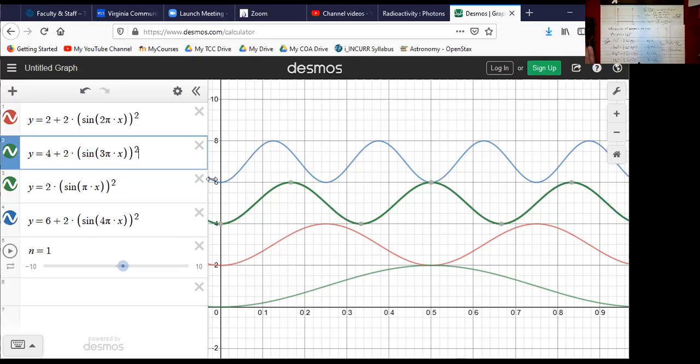Notice this is in fact basically at n equal 4, we ended up getting 2 whole wavelengths, but squared, which makes it like 4 wavelengths.